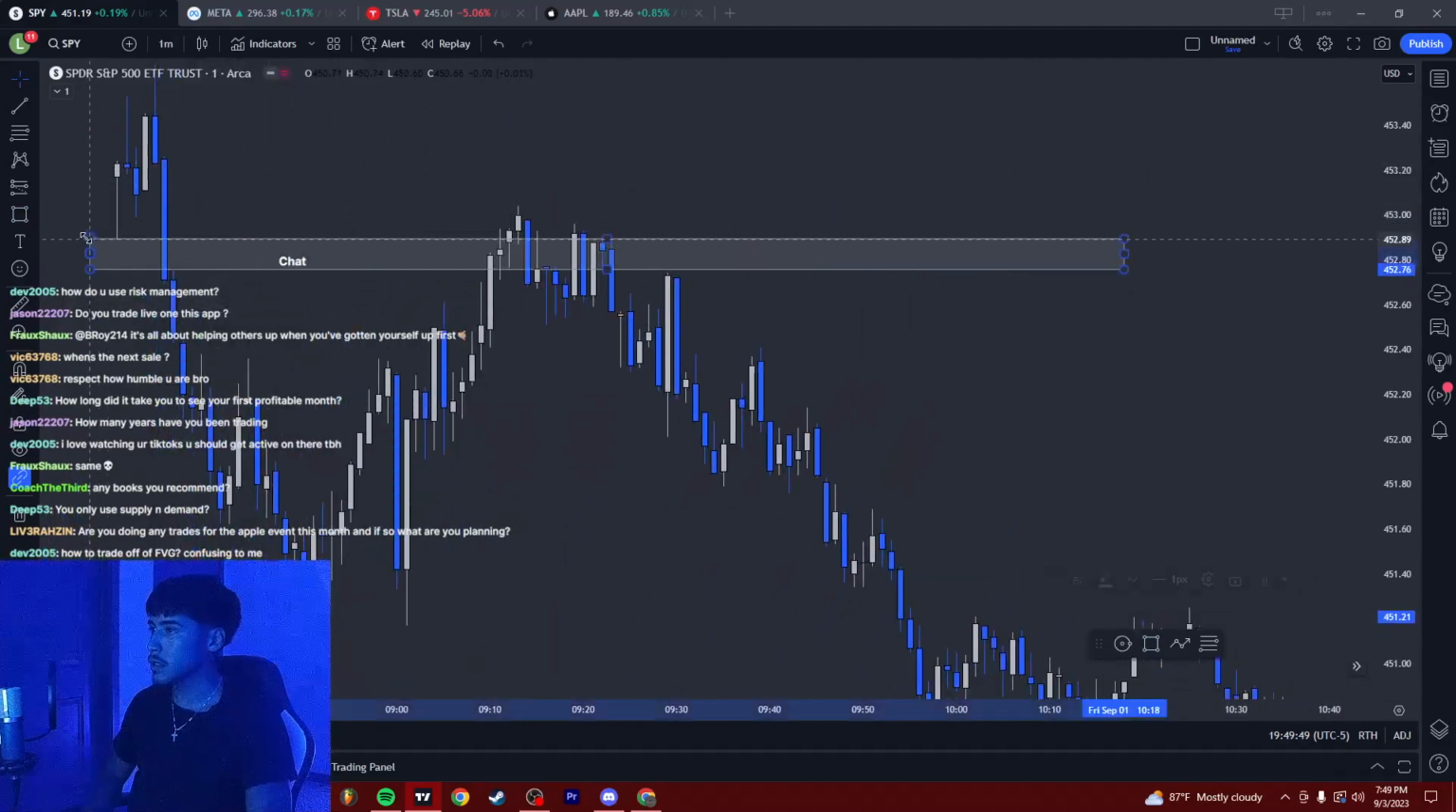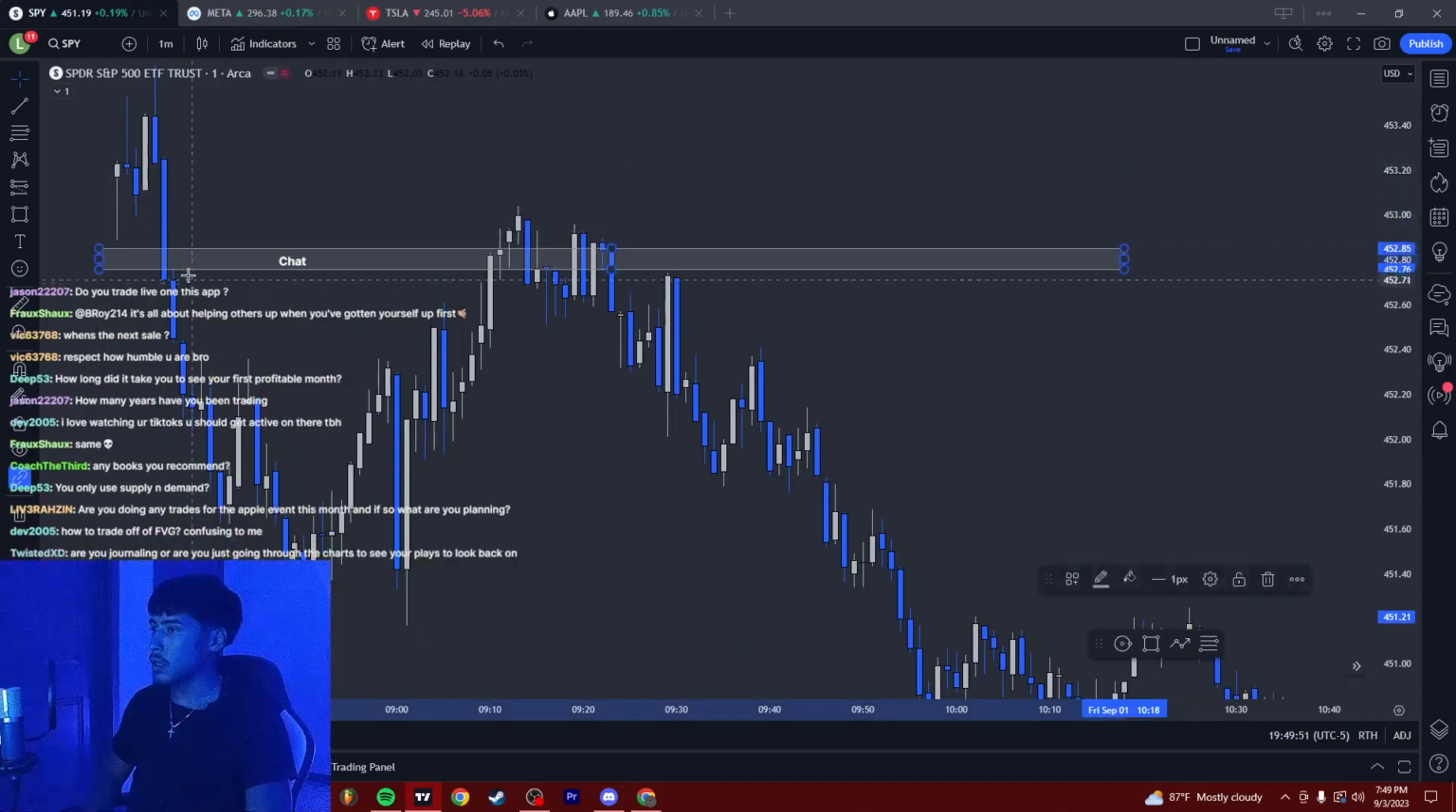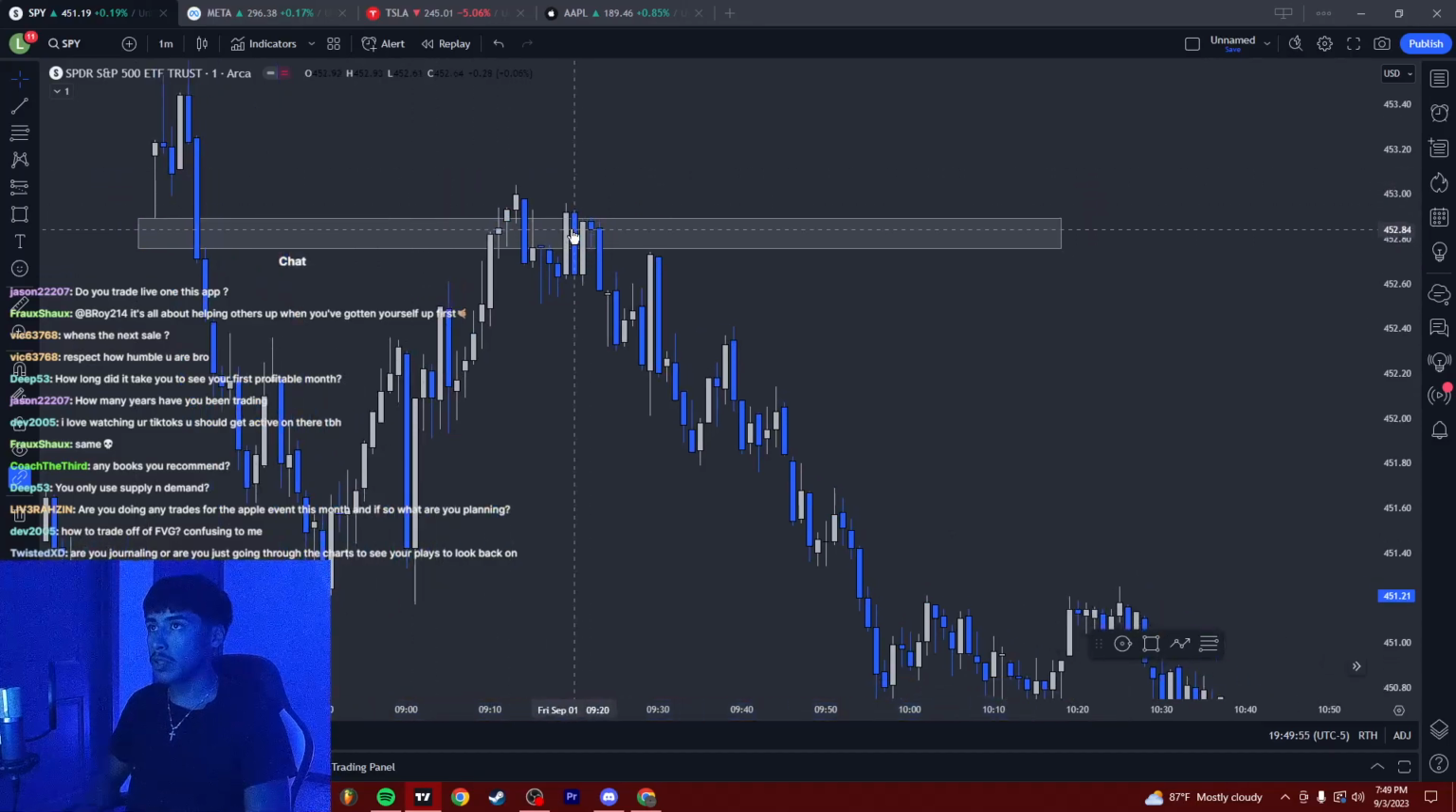Boom. So you see the fair value gap up here. It also checks out down here, so it's pretty much the same. That's what I would trade.